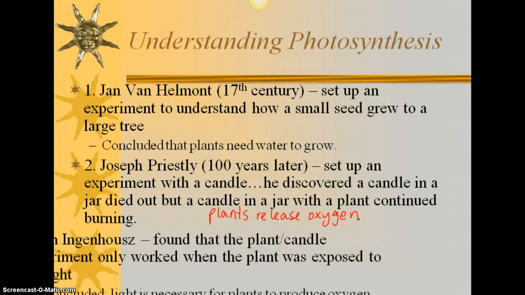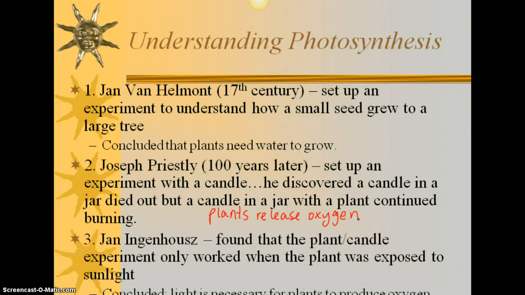And then to build off of that, around the same time, just probably a couple years after Joseph Priestley, John Ingenhouse found that the plant candle experiment only worked when the plant was exposed to sunlight. So he concluded that light was necessary for plants to produce oxygen. I'm not sure if you'll be able to see that on the video. So light is necessary for the plant to produce oxygen.